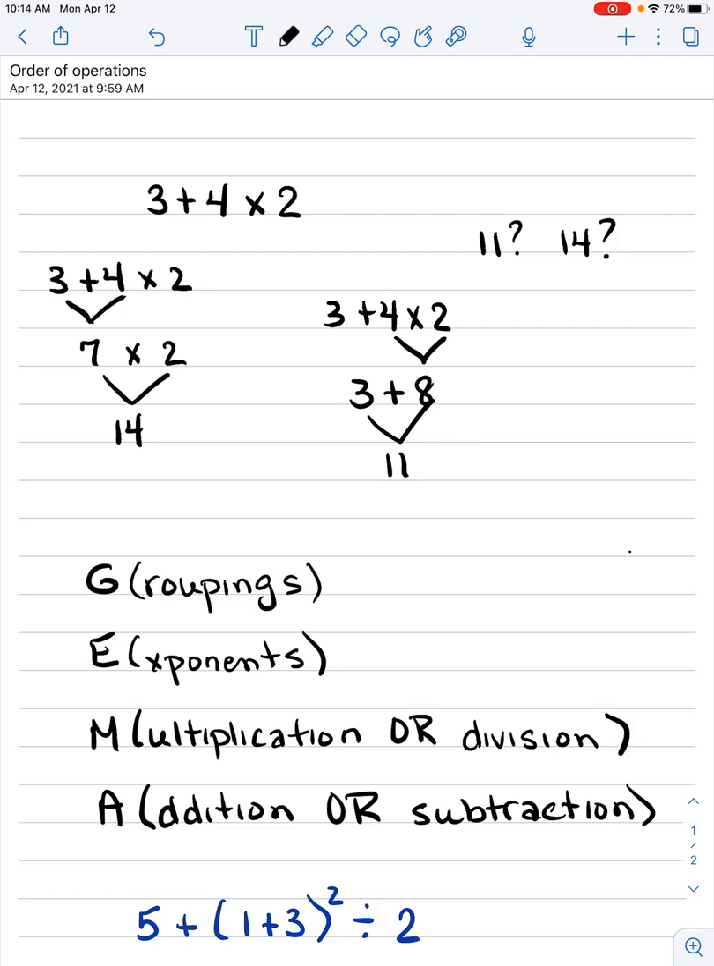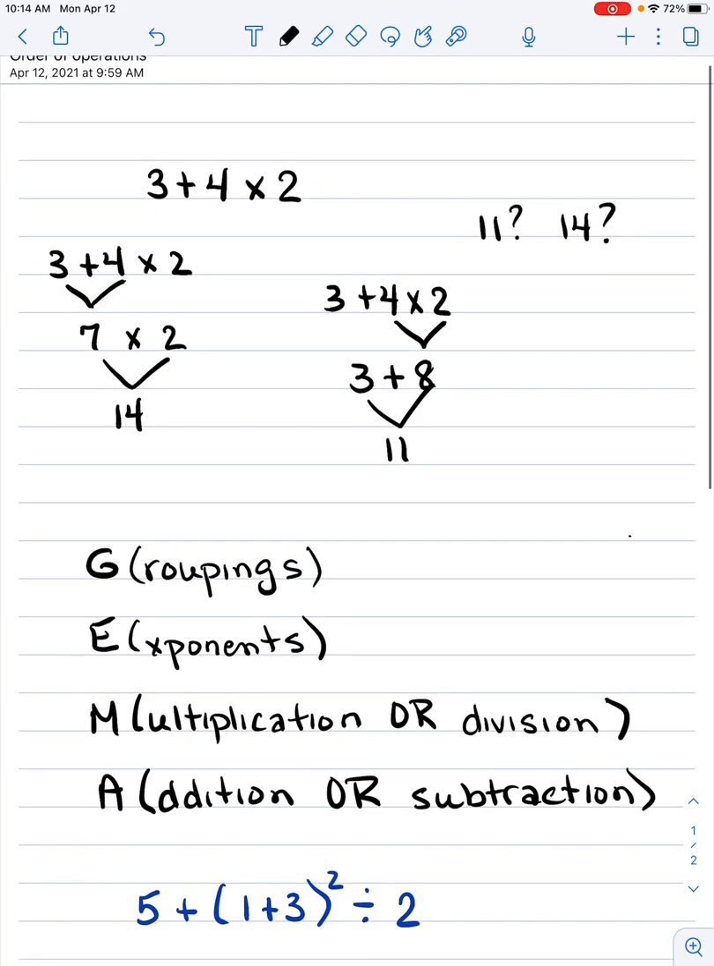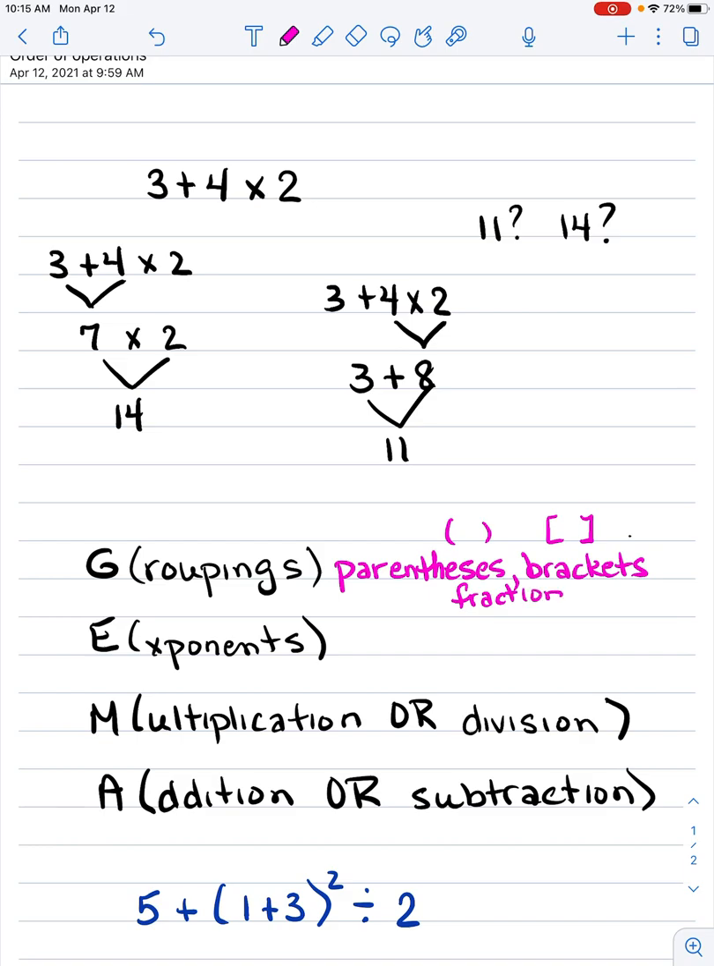And this is the way it works. So we are going to first start with groupings. And what we're going to include in groupings is parentheses, right? We always know about that, parentheses. And brackets. So parentheses look like this. Brackets are not just for basketball. Brackets look like this. And then we have fraction bars. That's something different, okay? That's something you don't usually talk about. And that is just if you had 3 times 2 over 2, okay? So we would do the numerator first and then the denominator.